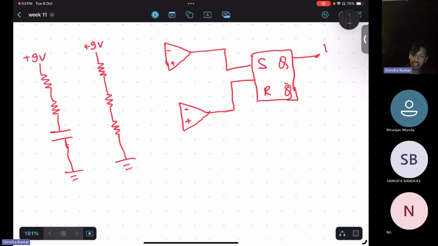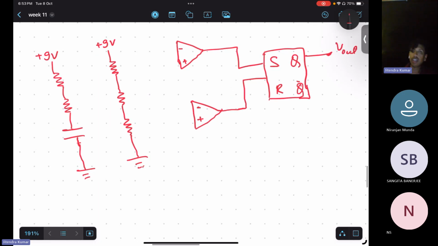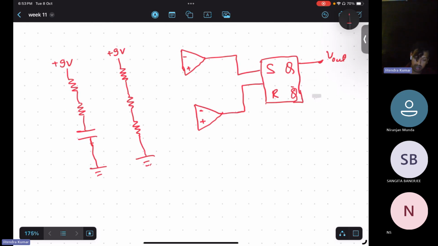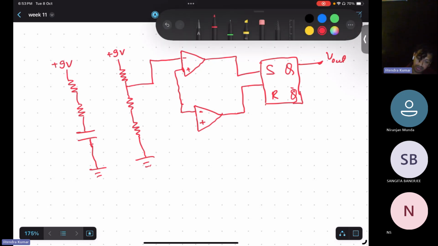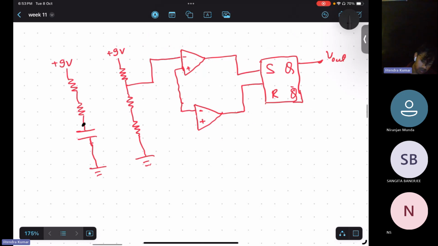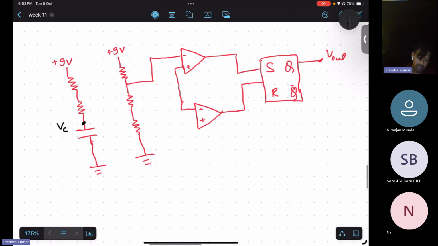So just by looking at this circuit, it might be looking as a very huge circuit, but it is not like that. It is very simple. Both the terminals are connected. So the non-inverting terminal of the first op amp is connected to the inverting terminal of the second op amp. Okay, and whatever the voltage is here, so this is VC.